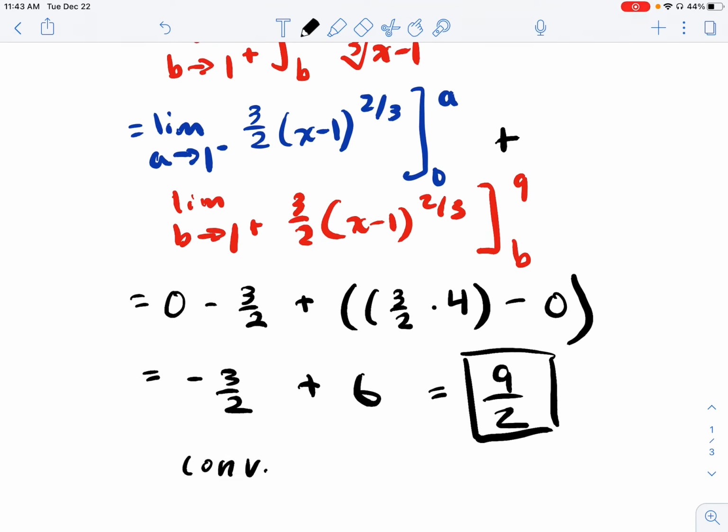We would then say this clearly converges to this value. Okay.